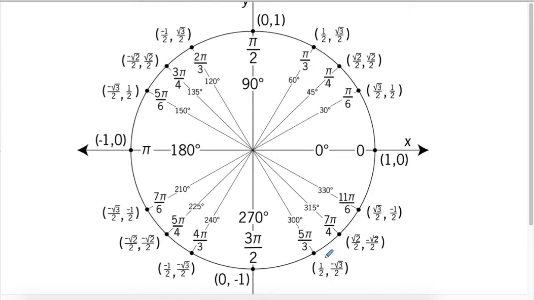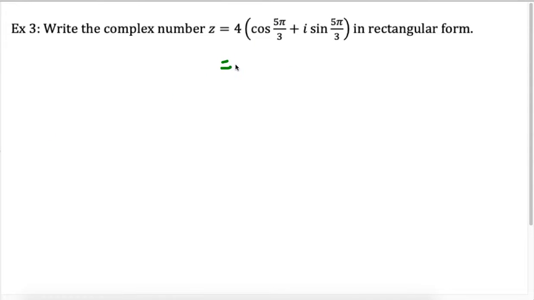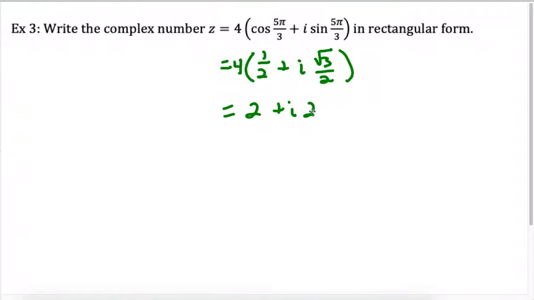So 5 pi over 3 is right here. The cosine is the x value, that's 1/2. The sine is negative square root of 3 over 2. So this is just going to become 4 times 1/2 plus i times the square root of 3 over 2. And then I can distribute this 4. So 4 times 1/2 would be 2. And 4 times the square root of 3 over 2 would be 2 times the square root of 3. So this would just become 2 plus i times 2 radical 3.